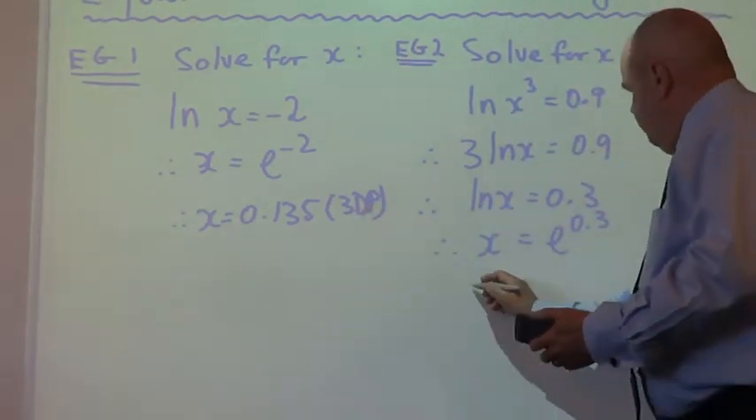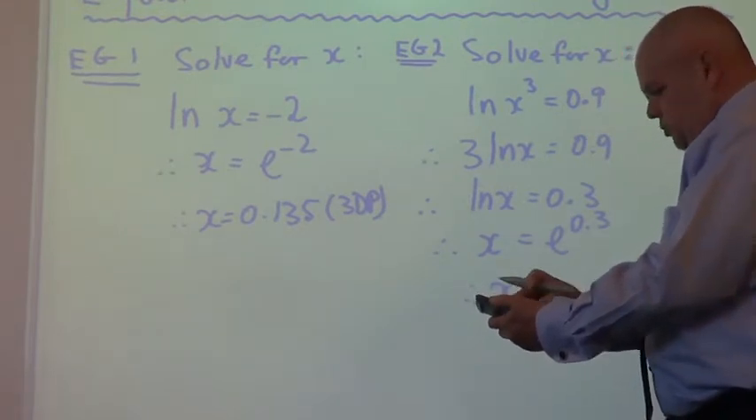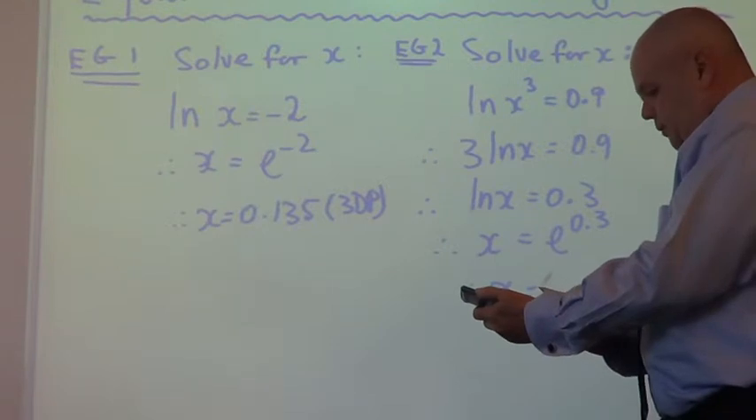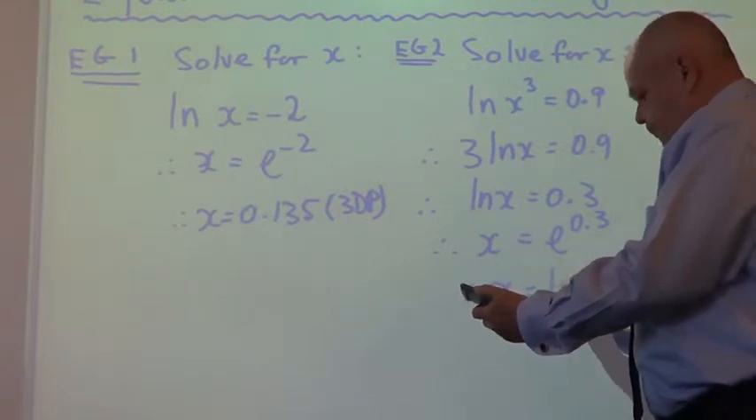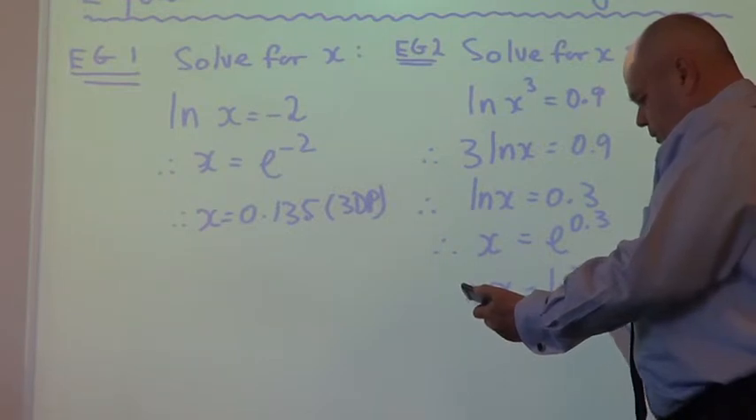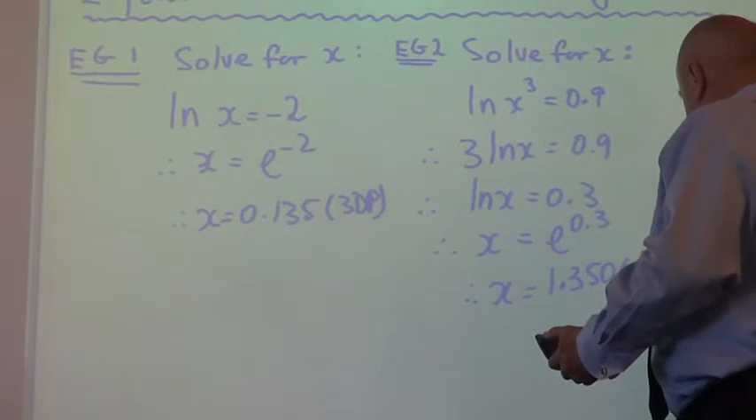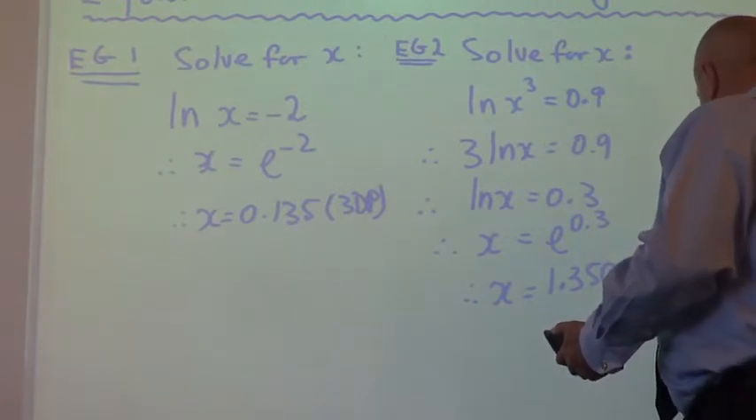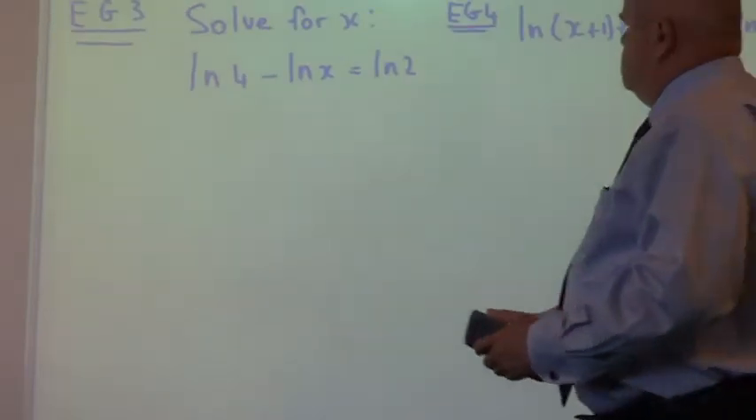Alright, this one, same procedure. x equals, Shift LN, put in 0.3, press equals, and I've got 1.350 to 3 decimal places. Alright, next set of problems.